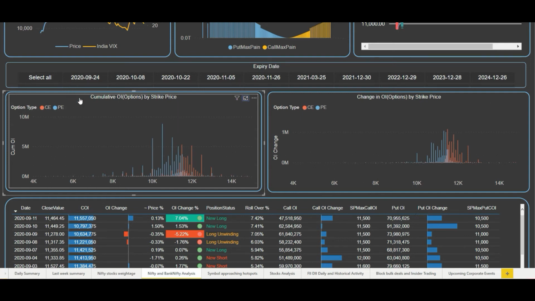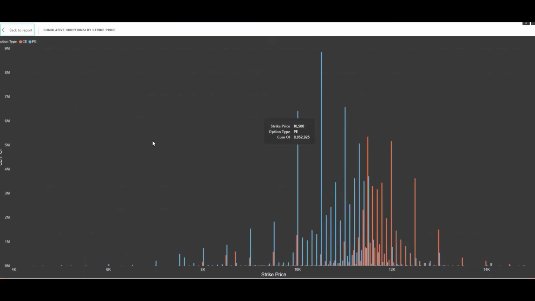You can see that right now the highest put open interest is on the strike price of 10,500, and significant open interest is there at 11,000. Then we have good open interest developed at 11,300. Then the highest call open interest you can see is at 11,500, right? So the highest put open interest is 10,500, second highest is 11,000, and the highest call open interest is 11,500, and then the second highest call open interest is 12,000. But you can see more put open interest as compared to the call open interest.